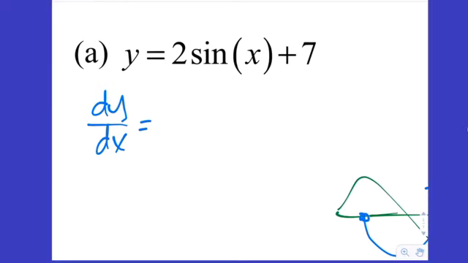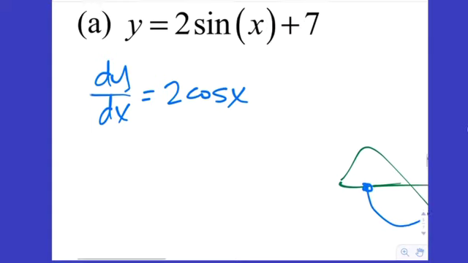So here's where the constant rule comes in handy. I want the derivative of 2 times sine of x. Well, I could just take 2 times the derivative of sine of x, which is cosine. And then what's the derivative of 7? 0. There you go. Very good.